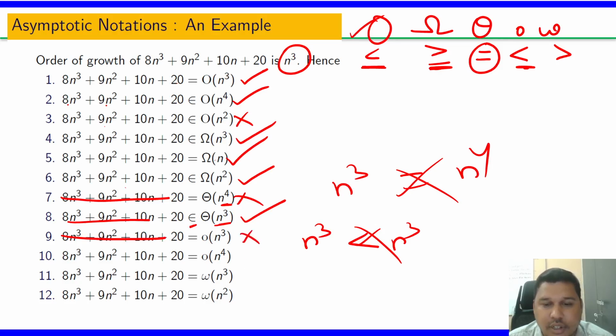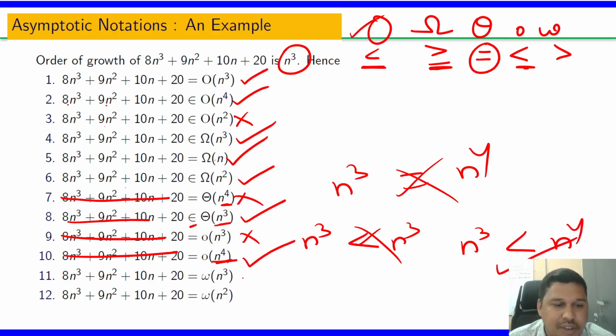Tenth one. Perfect. Tenth one is true, because this side it is n cube and this is n power 4. N cube is less than n power 4. Strictly it is less than. So this is true. 11th one.